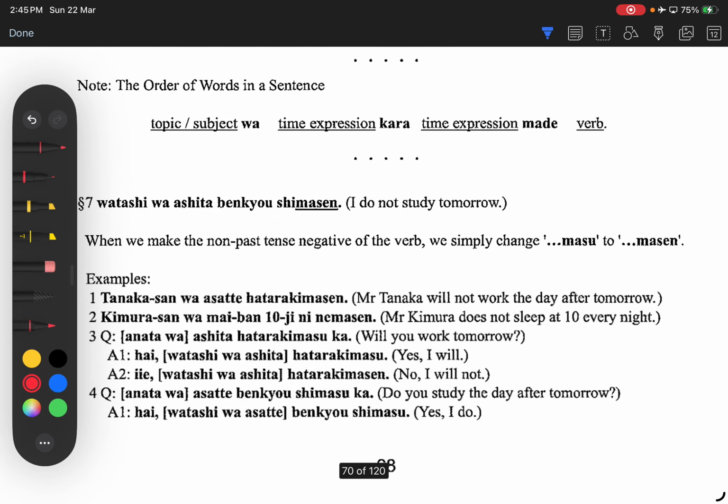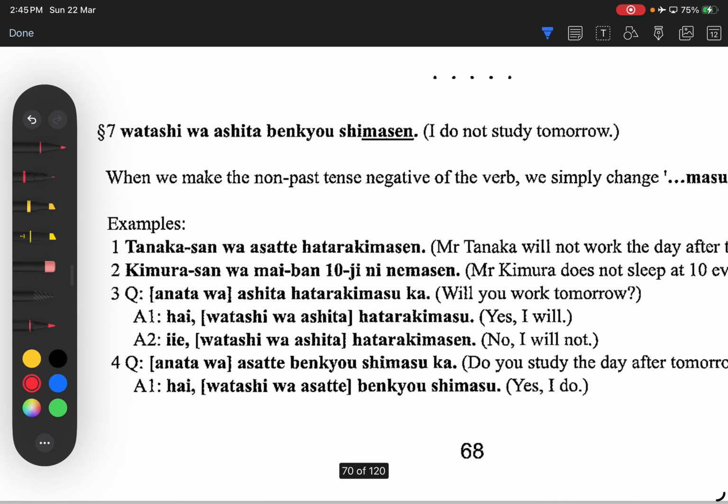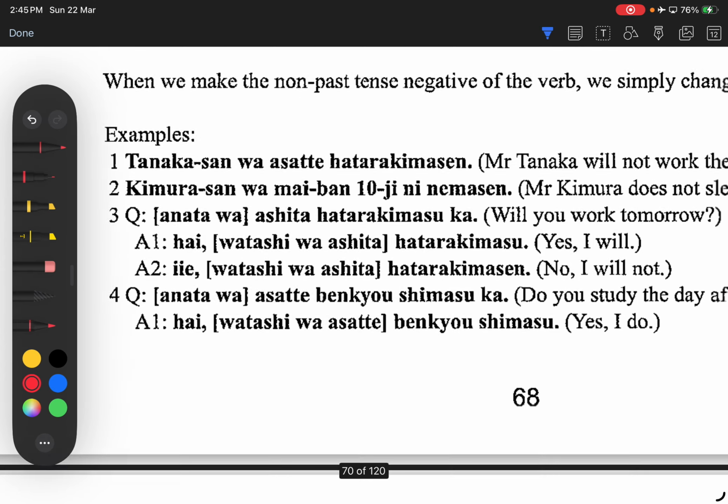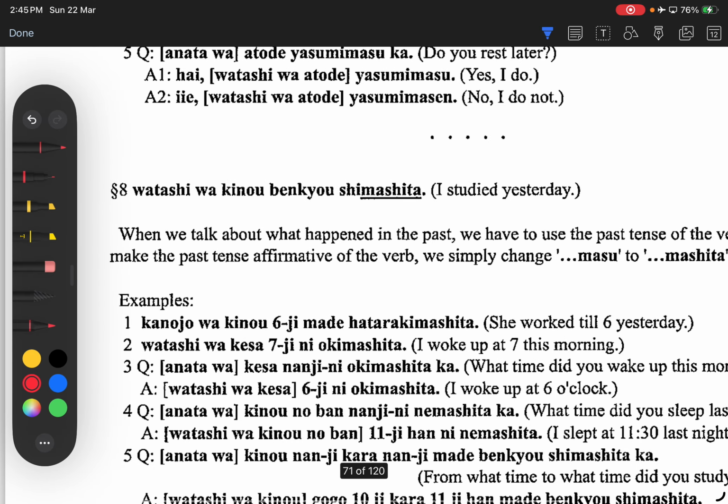Okay, moving on, we have this shimasu. The negative version will be shimasen. A verb with shimasu means I will do. Will do is present tense and affirmative, so affirmative means it's not the negative version. That means I will do this. If I want to say I do not do this, I will not do this, I will say shimasen. So change masu to masen only. Very simple.